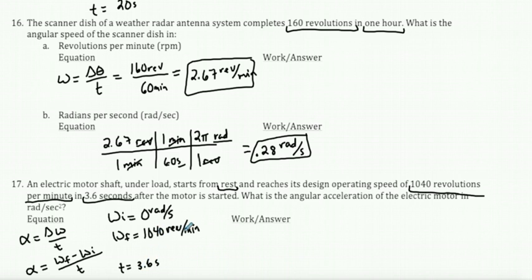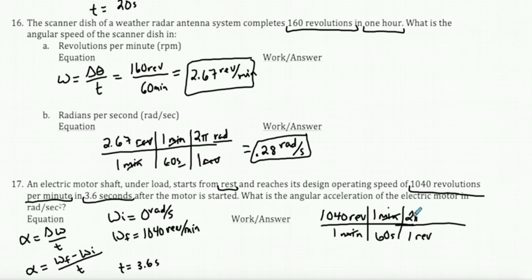So let's convert this to radians per second in order for us to use it. We have 1,040 revolutions in 1 minute. So 1 minute goes up here, and 60 seconds on the bottom. That way we can cancel out the minutes. And then revolutions goes down here. 1 revolution is equal to 2 pi radians. This is just like the last problem that we did. We're going to have to do 1040 times 2 pi, and divide that by 60 to get 108.91. So we'll write it over here, 108.91 radians per second.